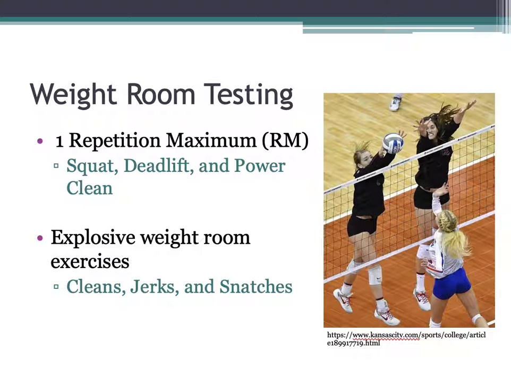Explosive weight room exercises include cleans, jerks, and snatches, which should be emphasized due to the biomechanical similarity of performing a vertical jump. 1 rep max is considered the most representative of strength for those who are specifically trained and have a high training age. Muscle strength plays a major role considering performance in power exercises.